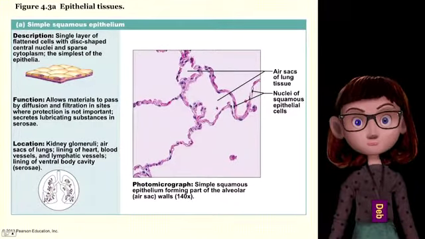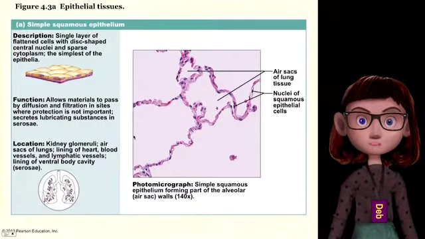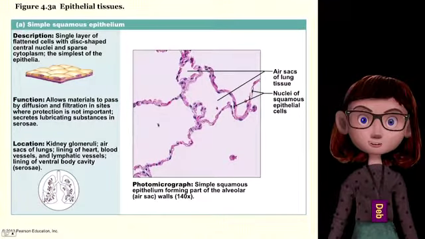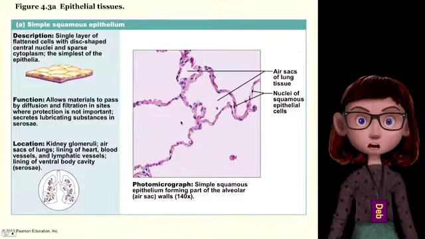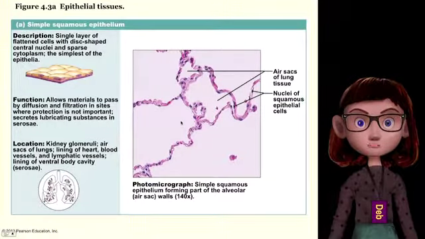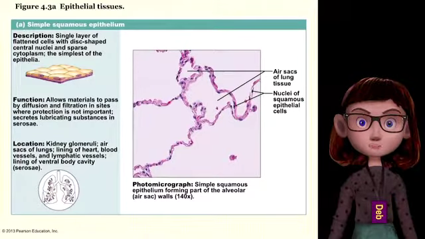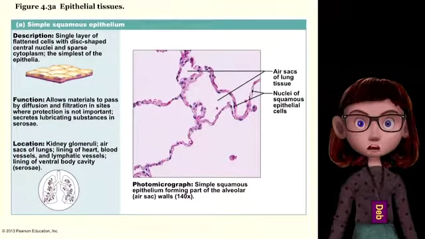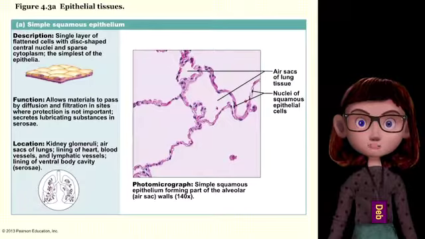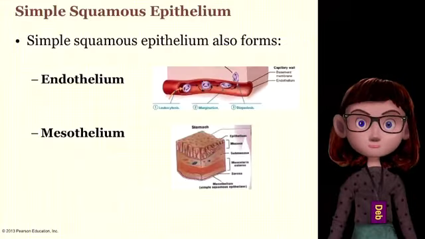We also find simple squamous epithelium at the kidney, in the glomeruli. There are little structures in the kidney. It's a blood vessel, and that's where filtration happens in order to start the cleansing of the blood. And we come back to this in much more detail when we get to the urinary system.